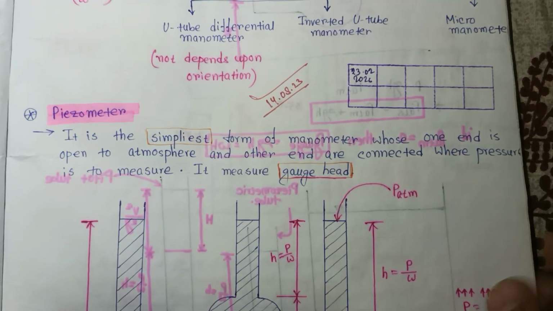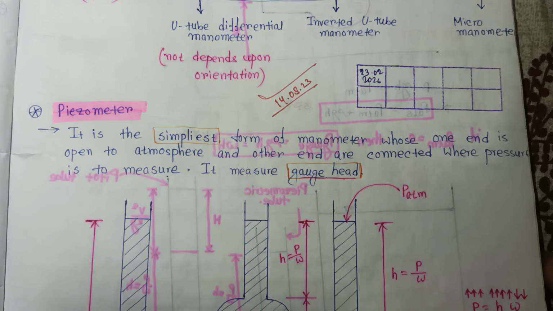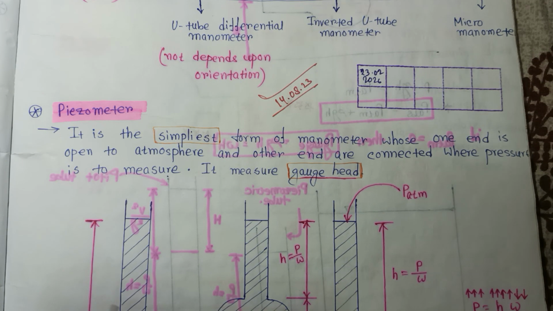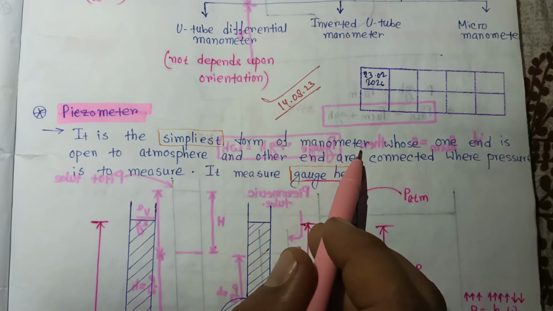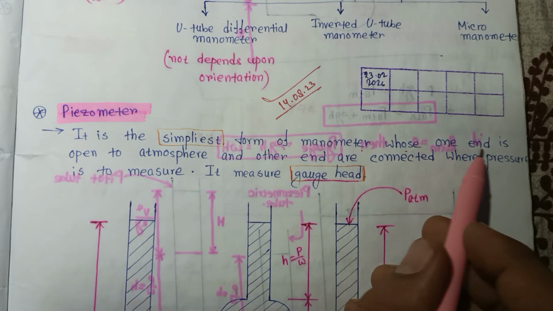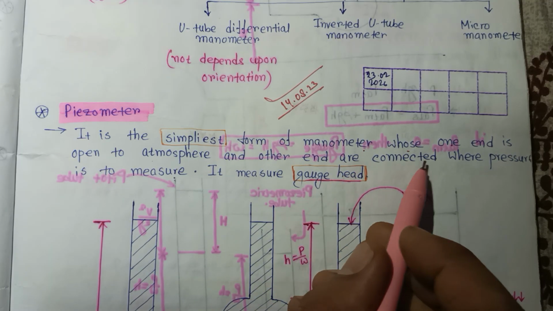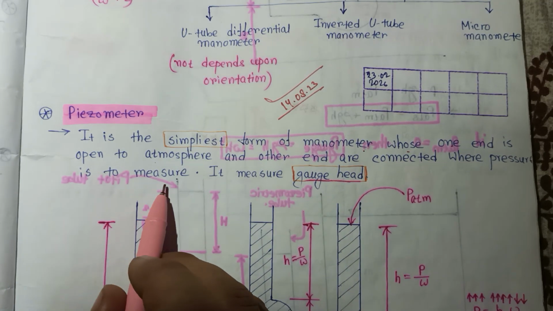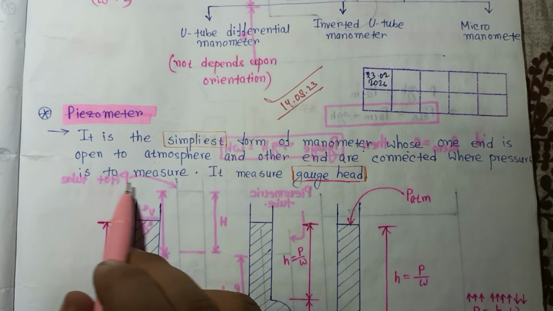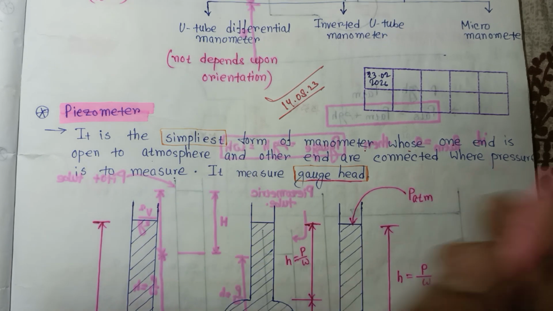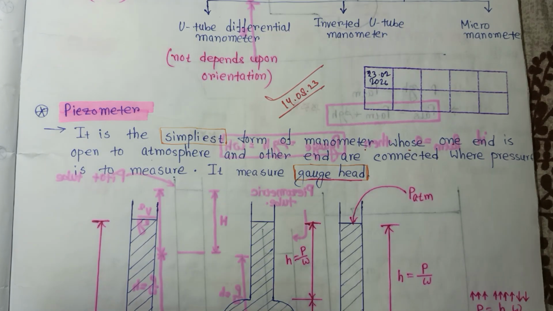So what is a piezometer? A piezometer measures the pressure at a point. It is the simplest form of manometer, whose one end is open to atmosphere and the other end is connected to where the pressure is to be measured. It measures the gauge head.